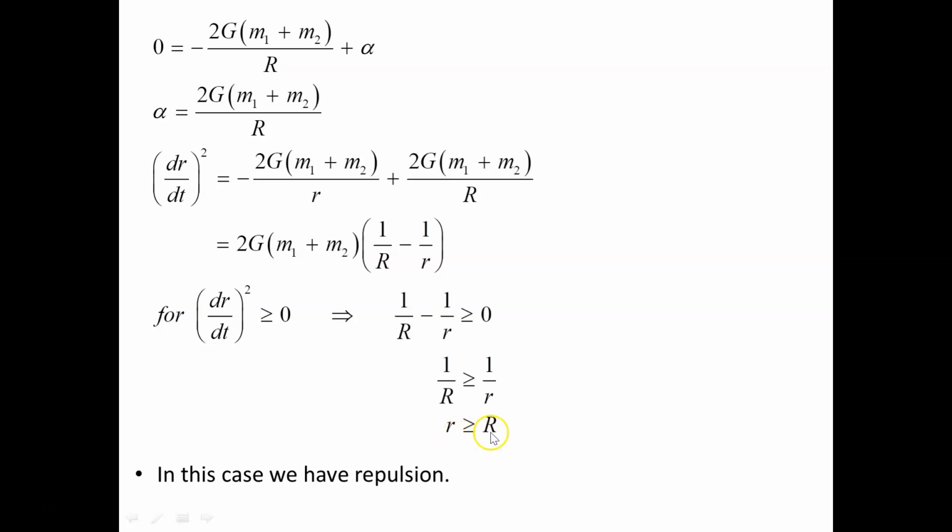So the two particles are placed at a distance capital R from each other, and thereafter, once released, the distance between them will continue to grow. So a case of net repulsion between two negative masses.